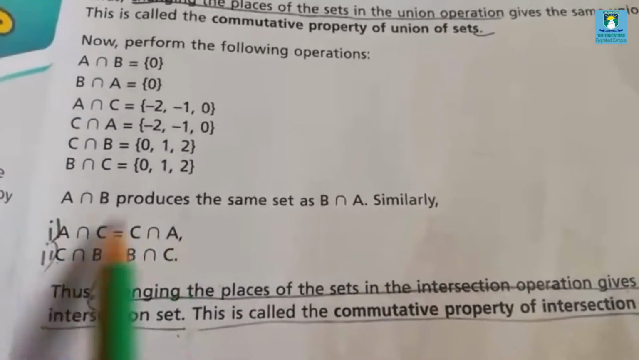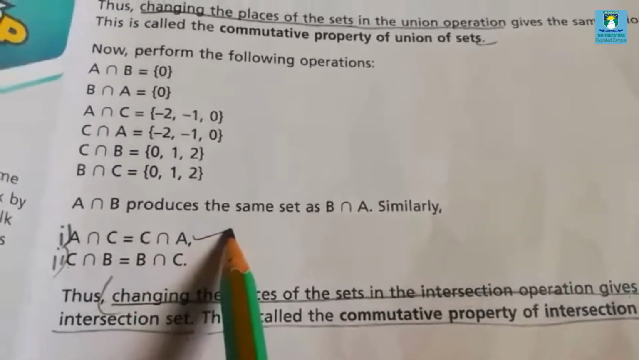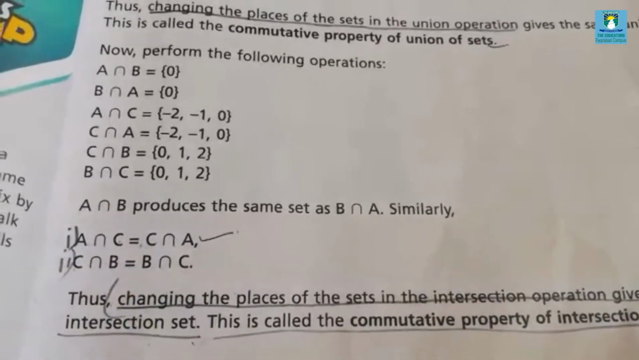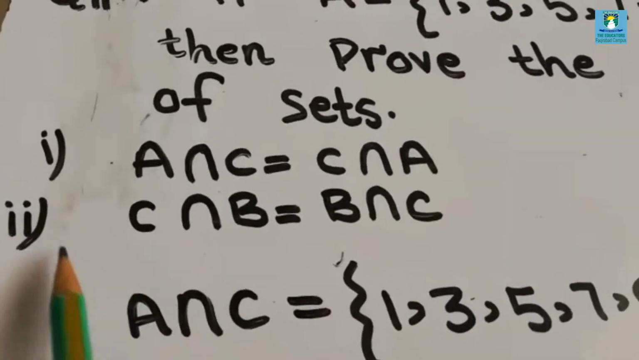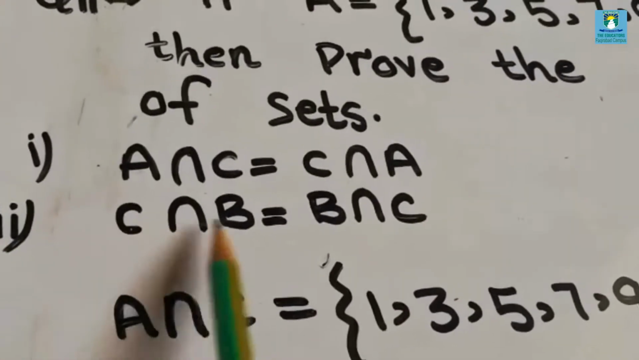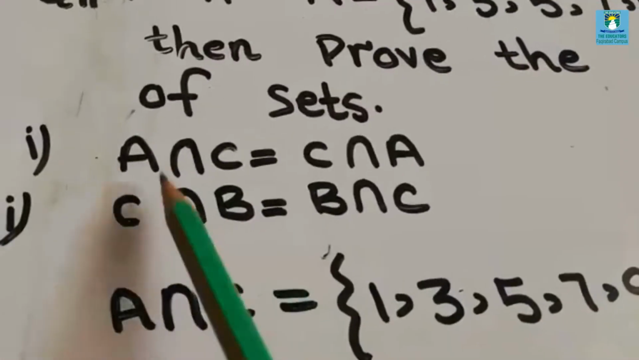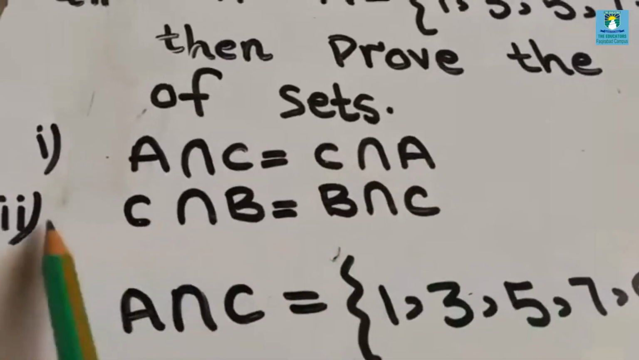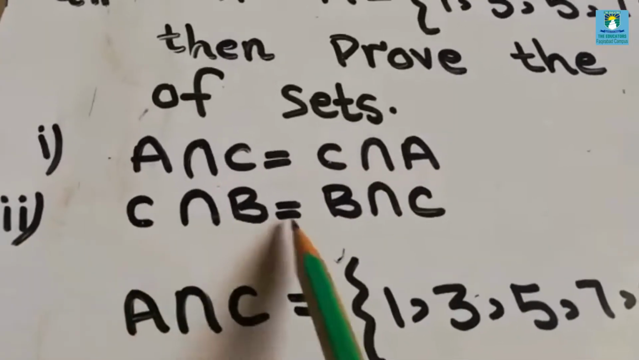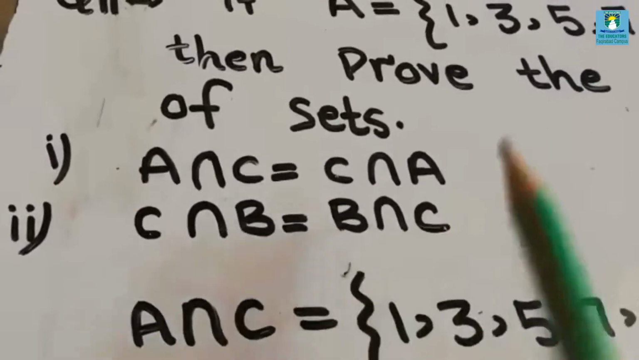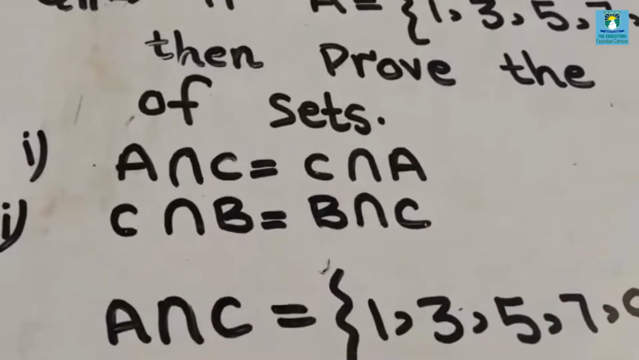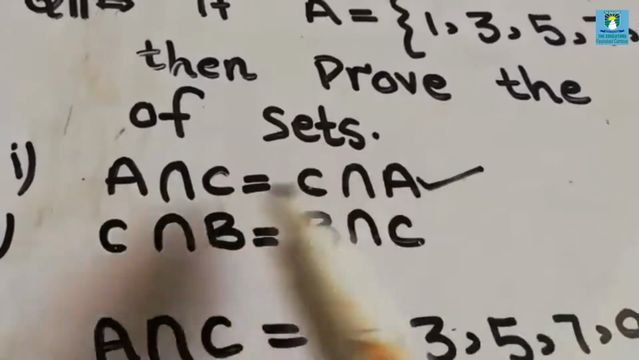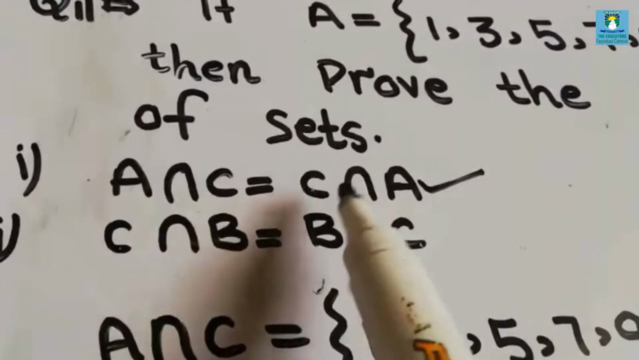So first we will solve part A, and we have to prove that A intersection C is equal to C intersection A. So let's start. And the second property is C intersection B is equal to B intersection C. Part A is A intersection C is equal to C intersection A. And part 2 is C intersection B is equal to B intersection C. So first we will solve part A, which is A intersection C is equal to C intersection A.